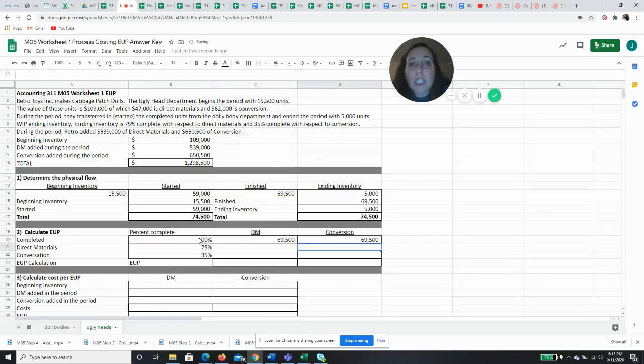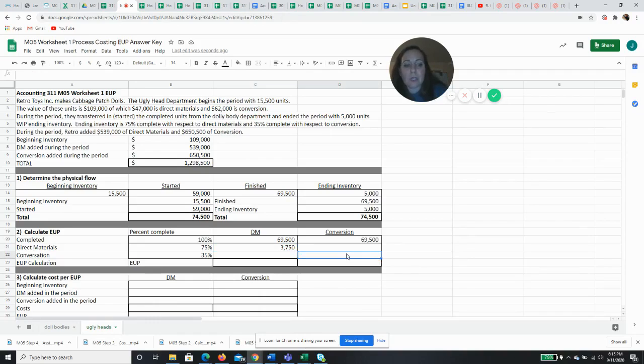All right, now we're going to look at ending inventory. So we know we have 5,000 incomplete units. What would the equivalent whole units be for our EUP? So I'm going to multiply my ending inventory times the percentage complete for direct materials, which is 75%. And that means that I could have finished with that same amount of direct materials, 3,750 units. Okay, I have 5,000 unfinished, but with respect to direct materials, that's the equivalent of 3,750 whole units.